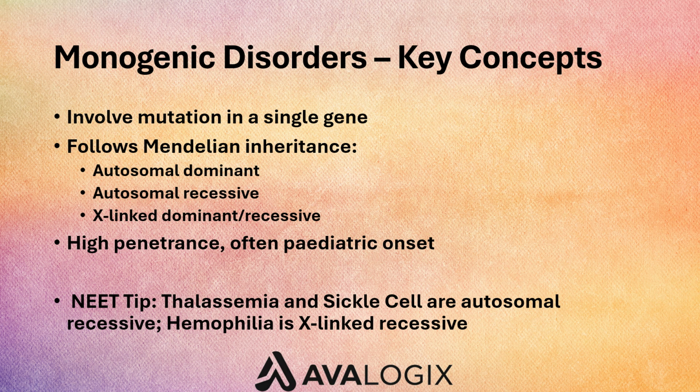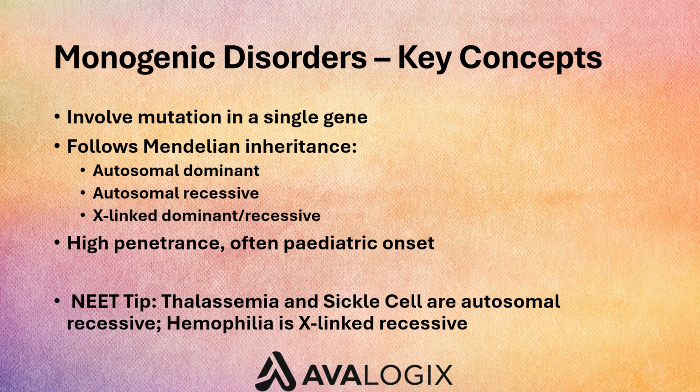In monogenic disorders, the penetrance is usually high, meaning that if an individual has the disease-causing alleles, they are very likely to show symptoms. The age of onset is often early, frequently in infancy or childhood, because the mutation usually affects fundamental processes like hemoglobin synthesis or enzyme function.